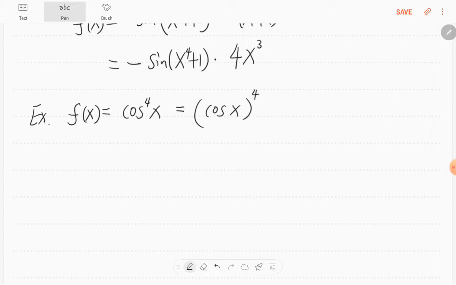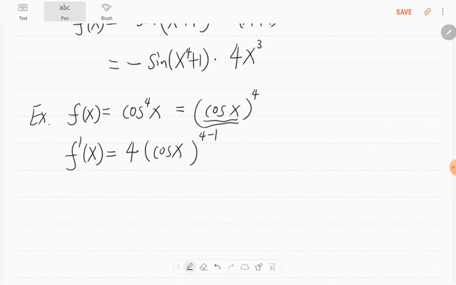So what is the outside function? If you plug a number into x, the first step is to evaluate the cosine of the number, then raise it to the power 4. So the power 4 is the outside function. The derivative of f is the derivative of the outside function, the power 4, which by the power rule is 4 times something to the 4 minus 1. What's the inside? The inside function is cosine x.